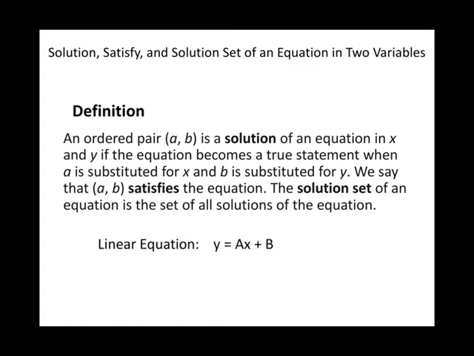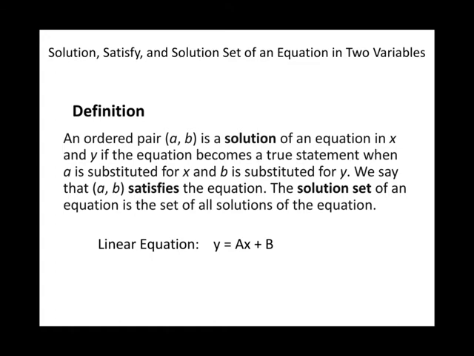First, we need to look at a linear equation. A linear equation is talking about a straight line, and x and y are the two variables. If we have the ordered pair (A, B) and we plug in A for x and B for y and get a true statement, then we say the ordered pair (A, B) is a solution of this equation.